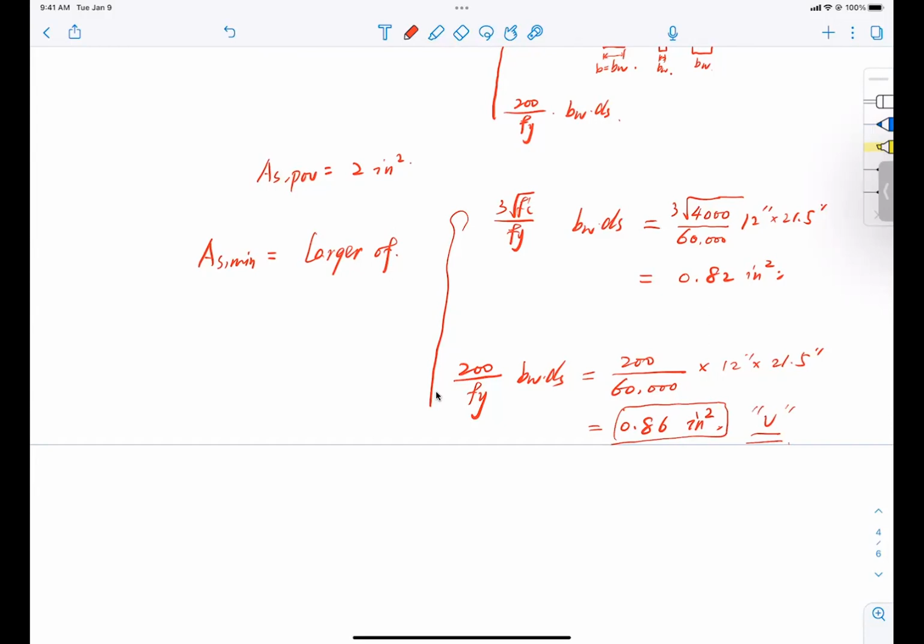But does that mean we are okay? Why? Some of you nod your heads. Why? Because how much did we provide? There you go. So we are okay. So this is called the reinforcement check, minimum area of reinforcement. That happens in your homework number 2, problem number 1. End of it.